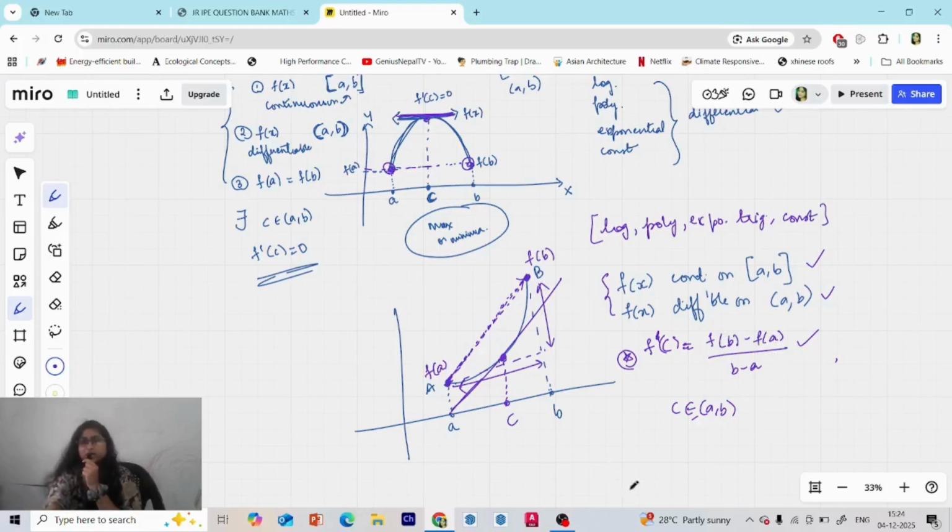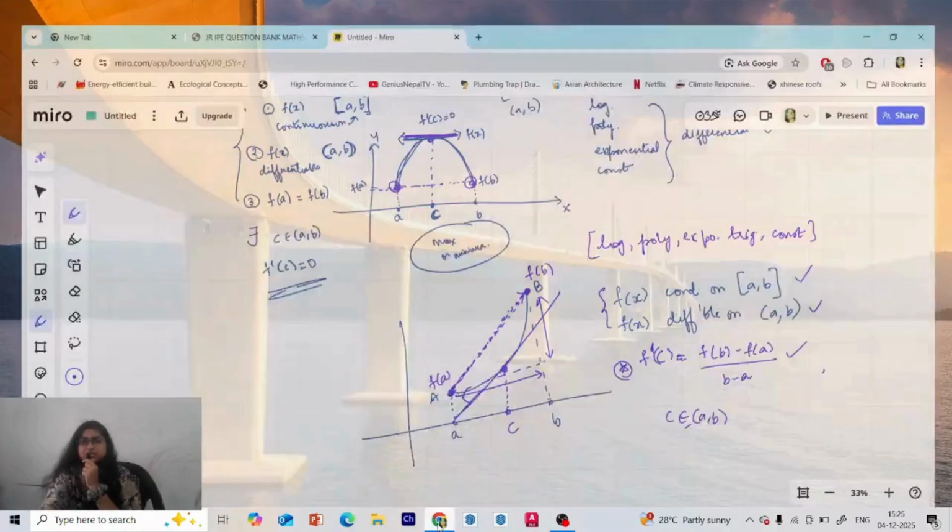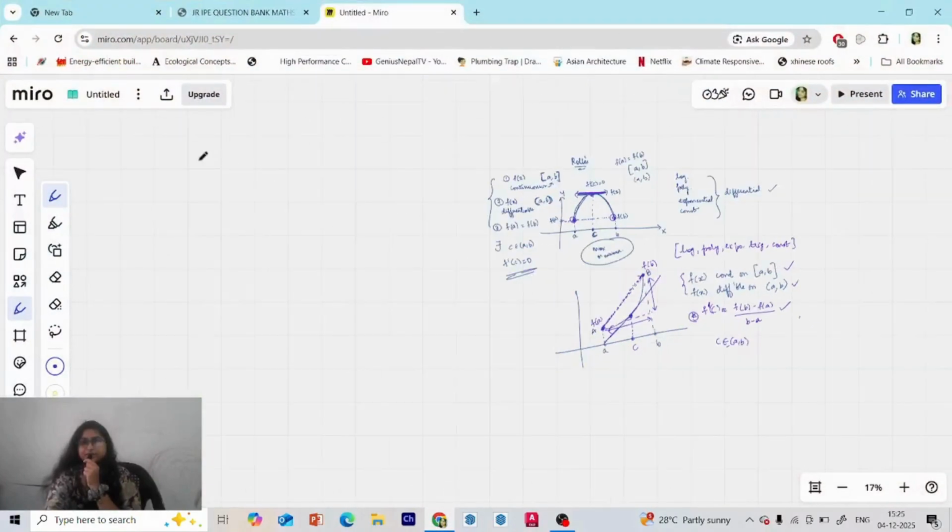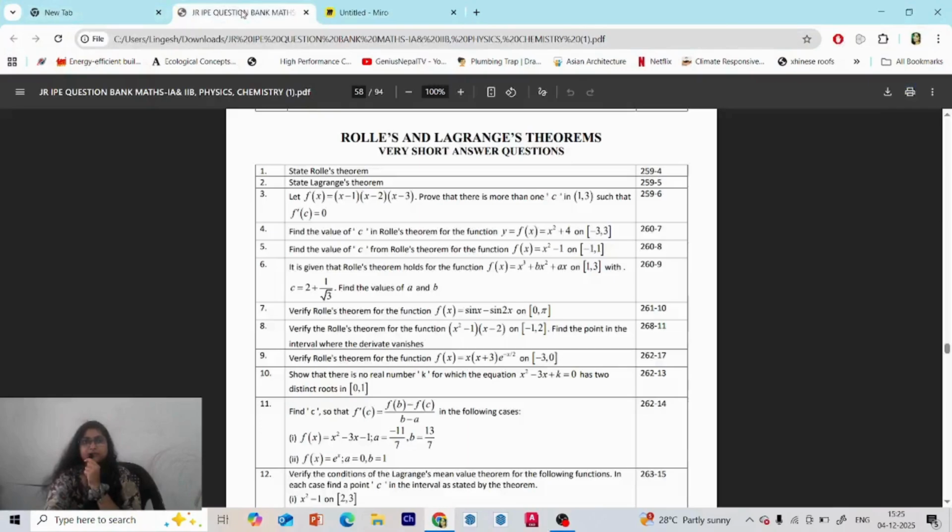Okay, so I hope you're clear with this concept. Let's do some questions based on this. Okay, state Lagrange's theorem, state Rolle's theorem.